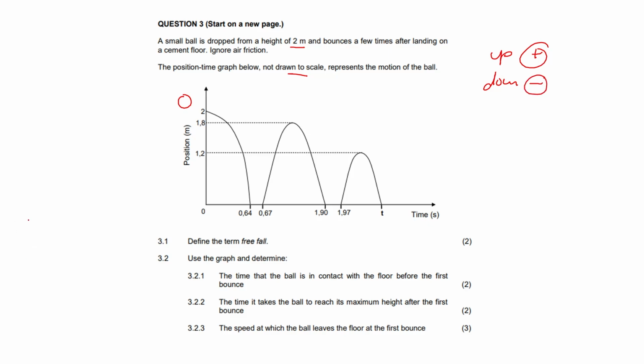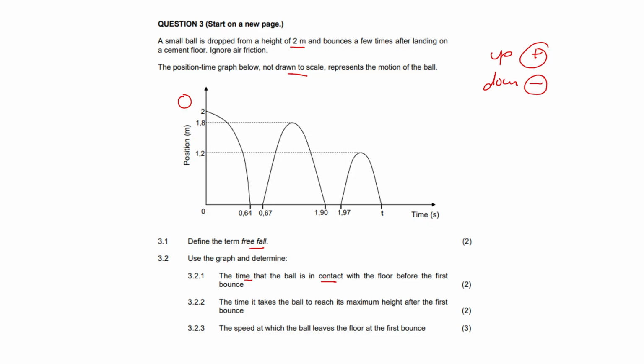So 3.1, define the term free fall. Free fall is the motion of an object under the influence of gravity only. So it's the only force that's acting on an object is gravity. That is free fall.